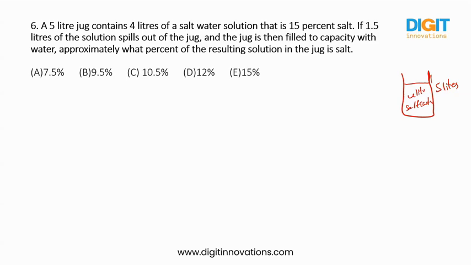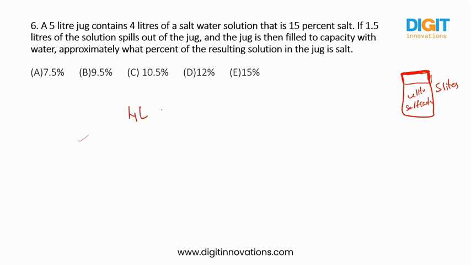And the jug is then filled to capacity with water. That means after spilling 1.5, I added some water which completes the 5 liters of the jug. That means something I added after 1.5 liters spilled out. Then after adding water, it is completely filled. So after spilling out, I added water, then it is completed. That means 5 liters is filled. What is the salt after spilling out? What will be the salt quantity in percentage they're asking?